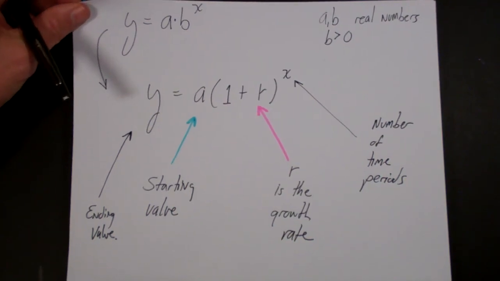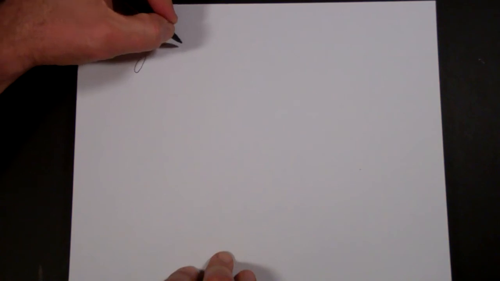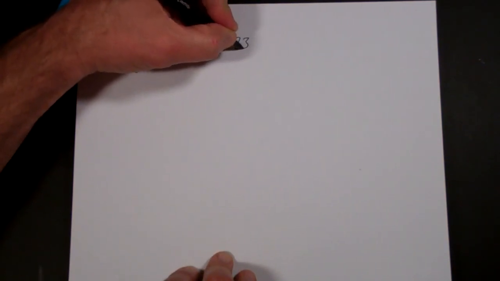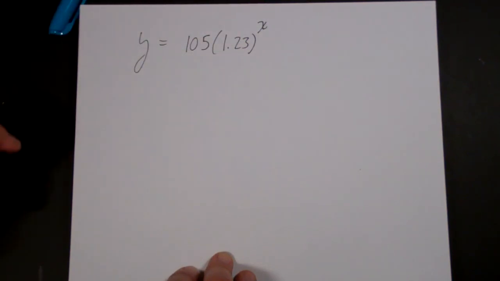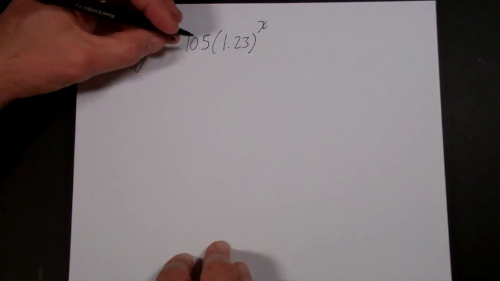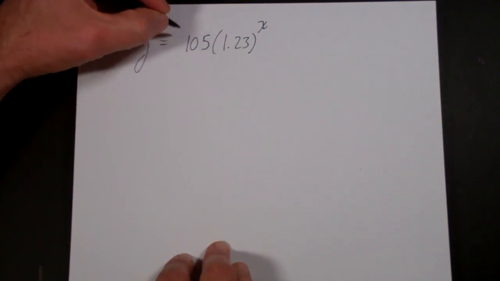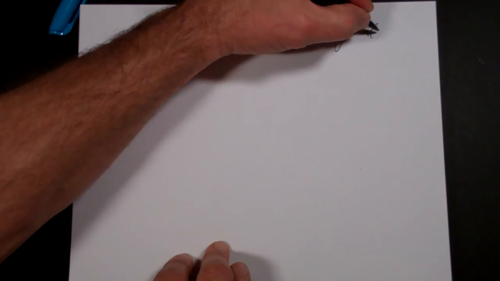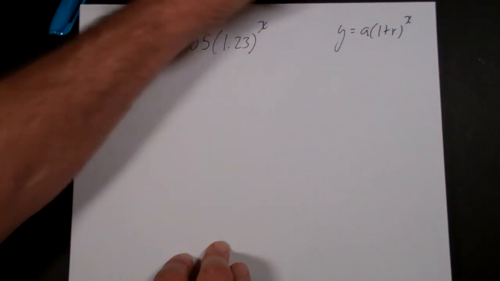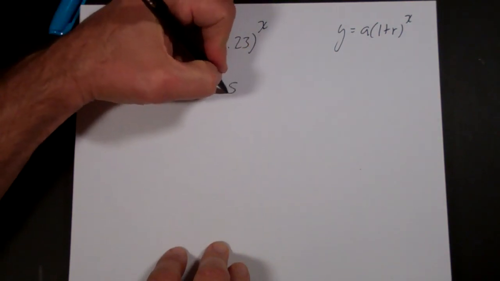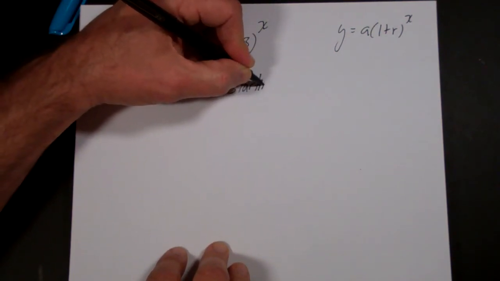So let's look at an example real quick. Let's say we have the function y is equal to 105 times 1.23 raised to the x. Well, first we look at a, right? We're writing this in the form y is equal to a times (1 plus r) to the x. So a here is 105. So in other words, you start with a value of 105.